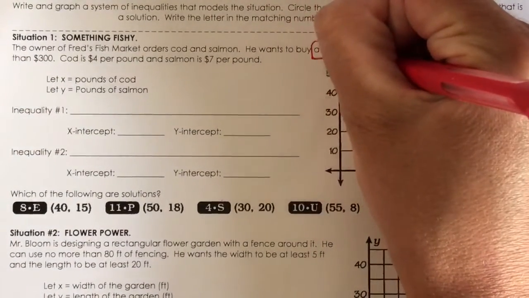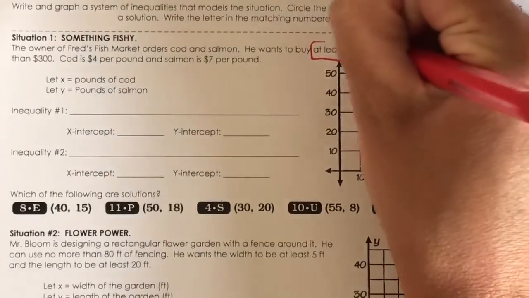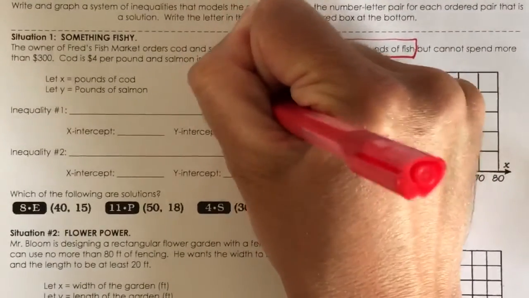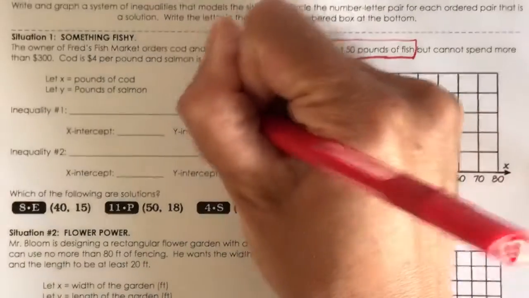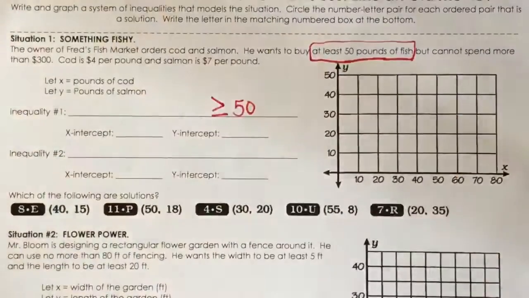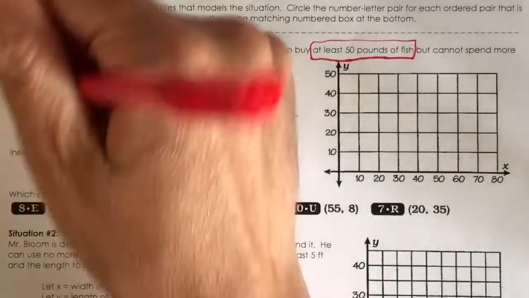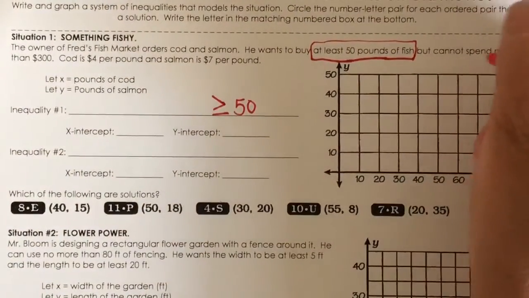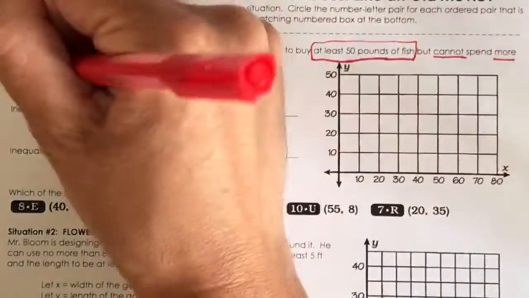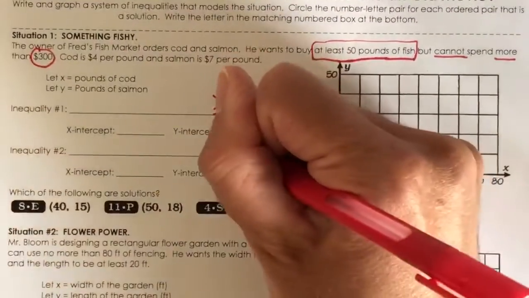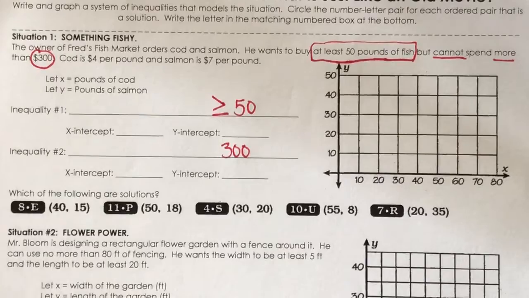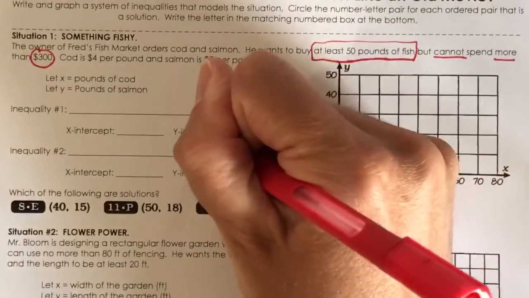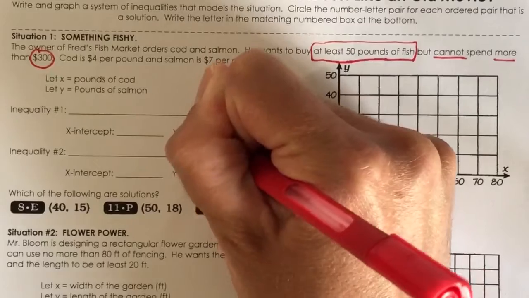So at least 50 pounds of fish is a total. What does that mean? Well, he wants to buy at least 50 pounds, so he wants to buy 50 or more pounds. So that is going to be a greater than or equal to symbol. The next total is he cannot spend more than $300. All he has is $300 in his pocket. So the most amount of money he can spend is $300. So he can spend $300 or less. So we want to use a less than or equal to symbol.